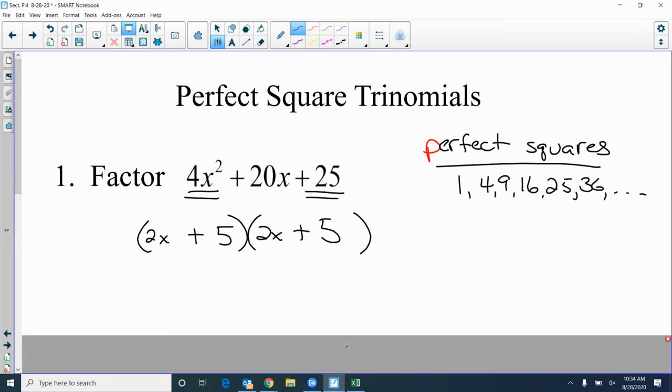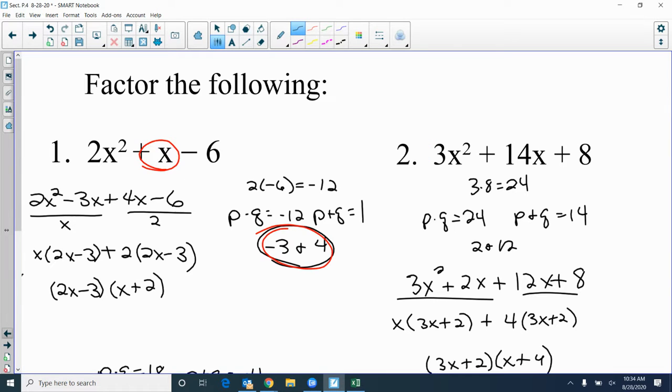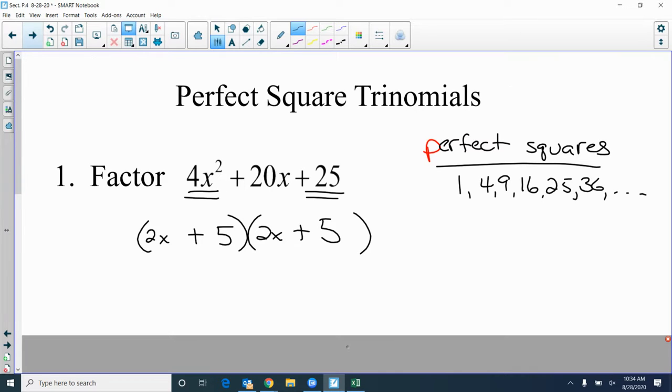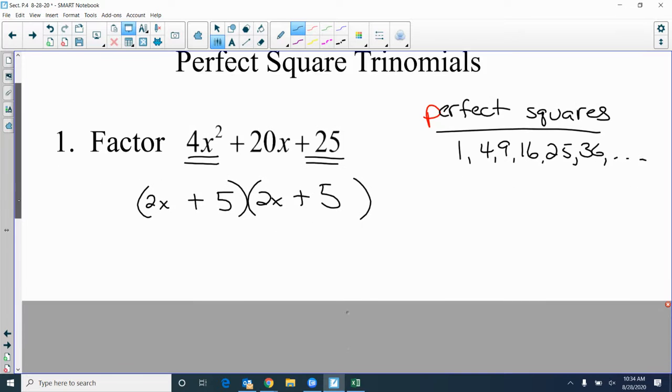All right, is your first and last term perfect squares? Now I'm going to go backwards for a second. If you notice at these, I got a 2 and a 6, no perfect squares. 3 and an 8, no perfect squares. 6 and a 3, no perfect squares. But 4 is, but 12 isn't. So if I see both the first and the last are, okay, then I'm just going to test it, and then see if I can save myself some time.